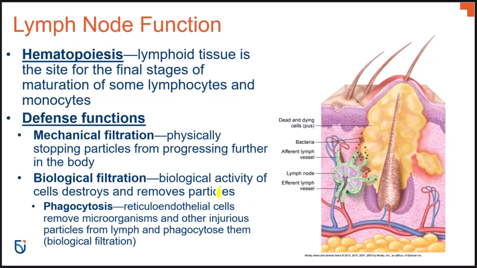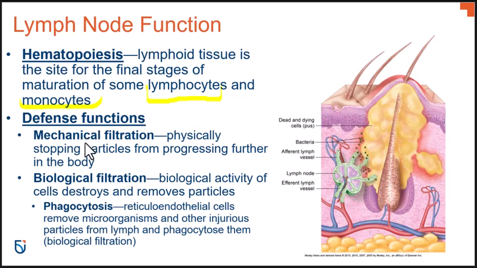So lymph nodes perform at least two functions. One of them is hematopoiesis. The lymphoid tissue of lymph nodes serves as a site for really the final stage of maturation for some types of lymphocytes and monocytes that have migrated from the bone marrow. So all of our blood cells are going to be produced in bone marrow, but then some might mature elsewhere in the body, and that's the case for some lymphocytes and some monocytes, which we know are white blood cells.